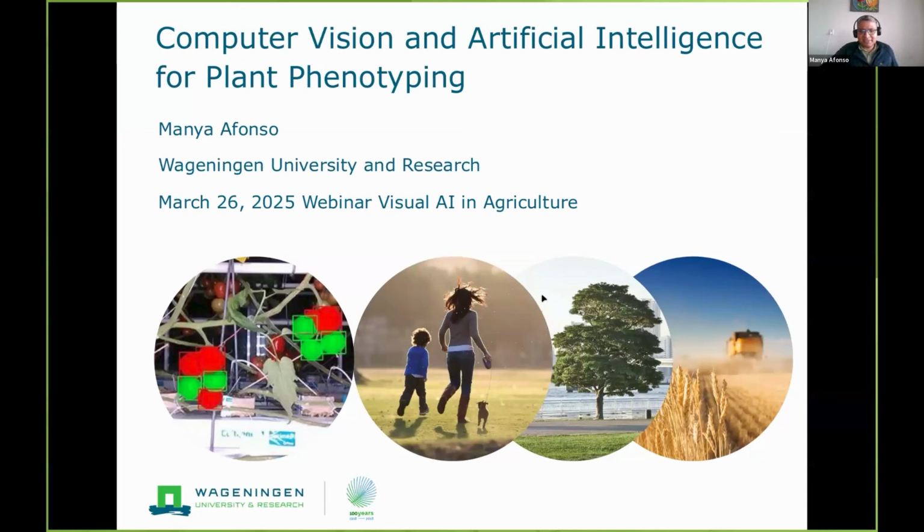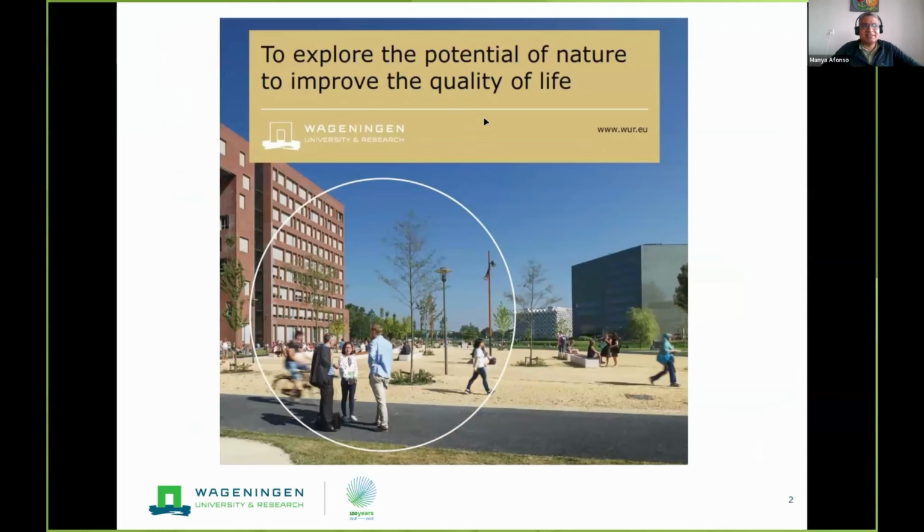You can see here in the circles the three focus areas of our university. That's food production, the environment, and the quality of life. And that's the mission statement of our university, to explore the potential of nature to improve the quality of life.